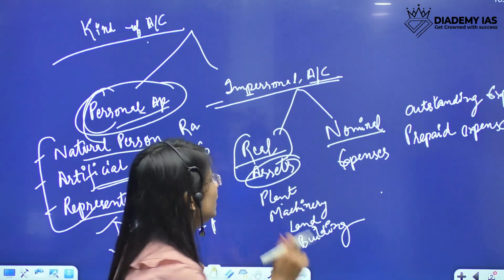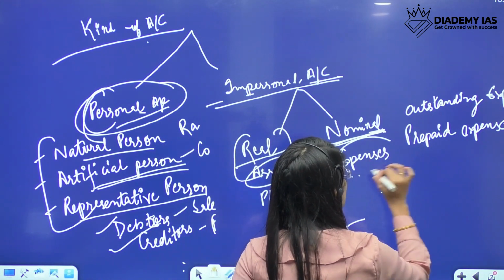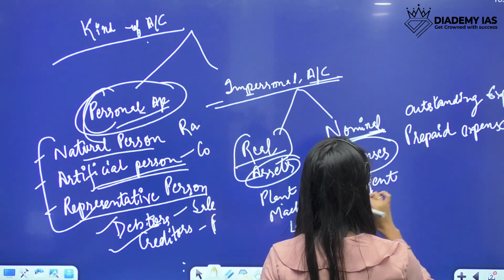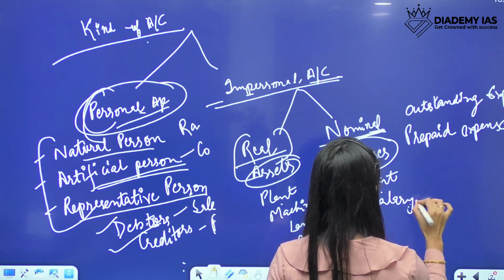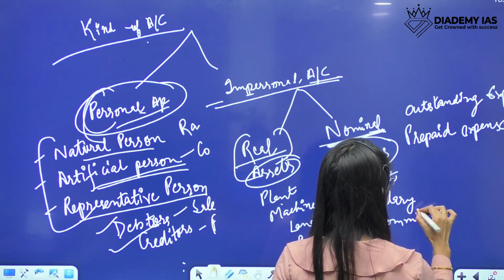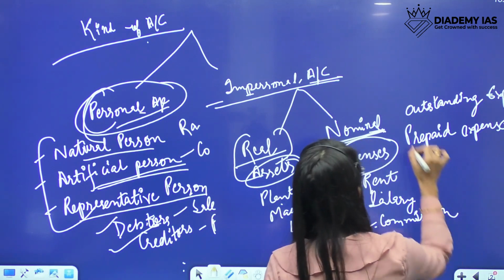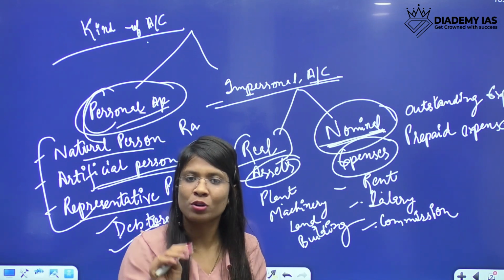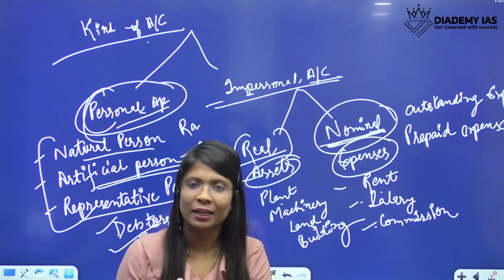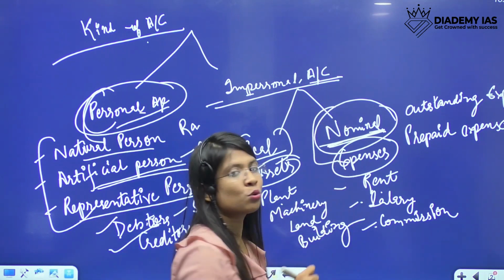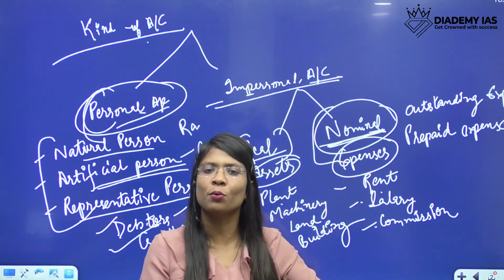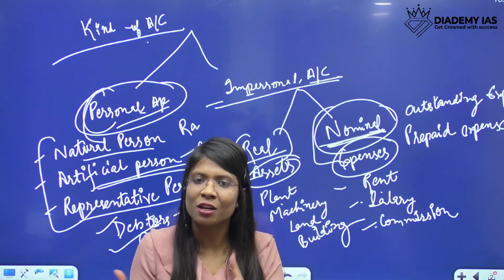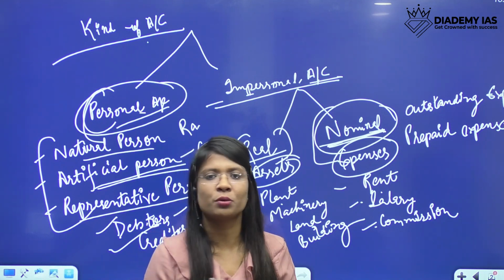Make sense? Then nominal. Nominal is about expenses. Expenses of what type? Rent, salary, commission, all kinds of expenses do come under nominal accounts. But if these expenses are outstanding, or if these expenses are prepaid, then they are not nominal accounts. So why does this happen? The question is very genuine: if expenses are nominal accounts, then why are outstanding expenses not nominal? That is a very genuine question.